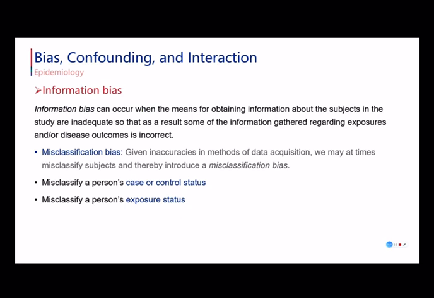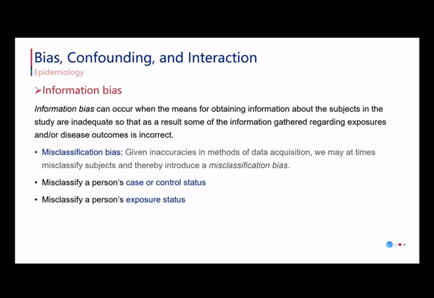Information bias can occur when the means for obtaining information about the subjects in the study are inadequate, so that as a result some of the information gathered regarding exposures and/or disease outcomes is incorrect. Given inaccuracies in methods of data acquisition, we may at times misclassify subjects and thereby introduce a misclassification bias. For example, in a case control study, some people who have the disease (cases) may be misclassified as controls, and some without the disease (controls) may be misclassified as cases. This may result, for example, from limited sensitivity and specificity of the diagnostic tests involved or from inadequacy of information derived from medical or other records.